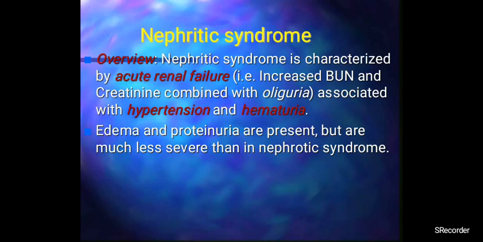So these are some of the key distinguishing features between nephritic and nephrotic syndrome, in that in nephrotic syndrome we didn't see hematuria, but in nephritic syndrome we are seeing it happening. Here there is also hypertension.